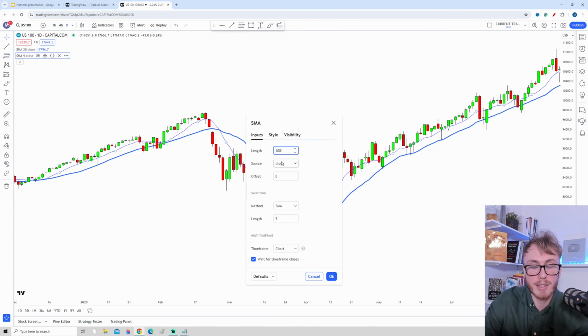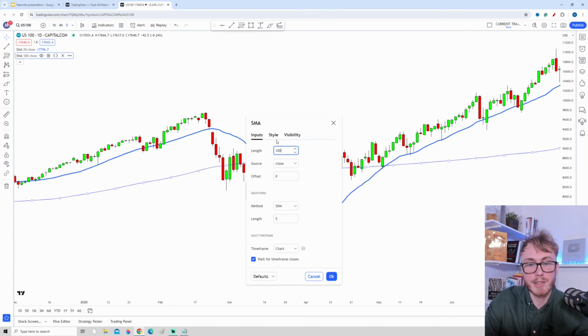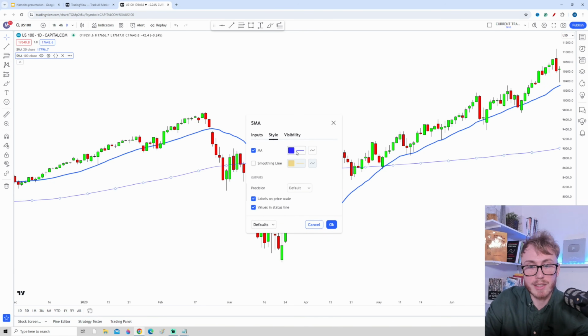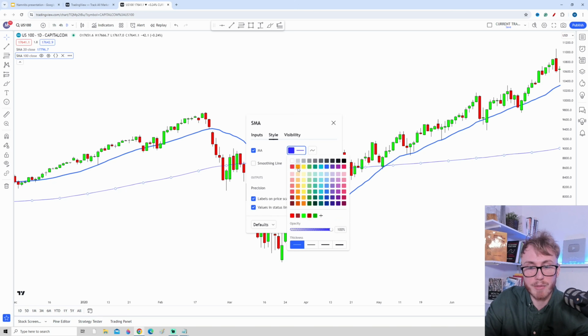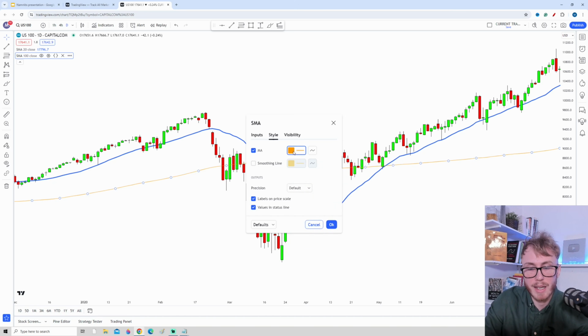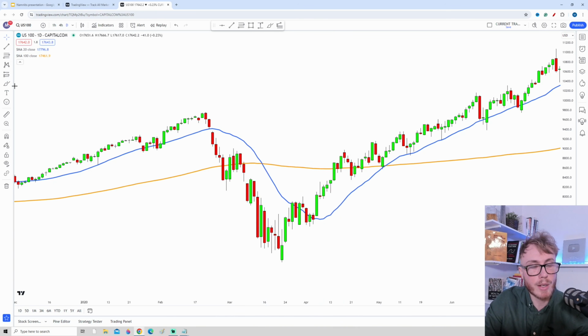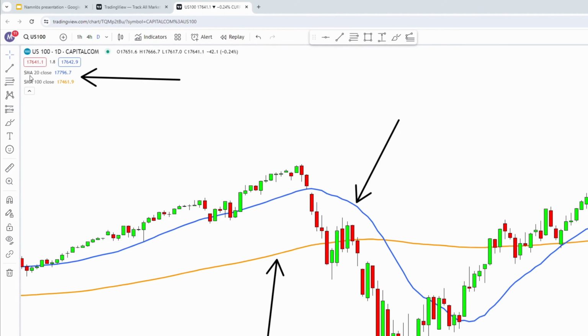Let's say we want a 100-day moving average. We choose 100 right here. Let's say we want to change the style and color here. We can, for example, change this one to orange, and we can also make the lines a little bit thicker here. So right now on the chart, we have a 20 SMA right here, and we have a 100 SMA right here. As you can see up here in the left corner, it says SMA 20 close and SMA 100 close.